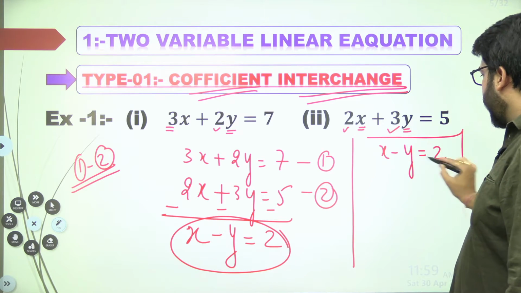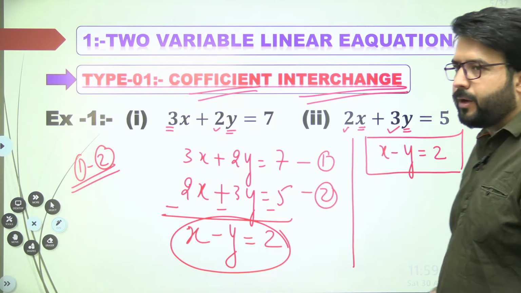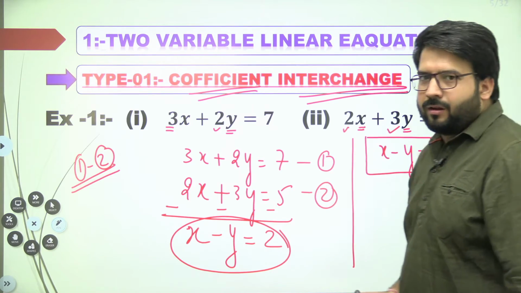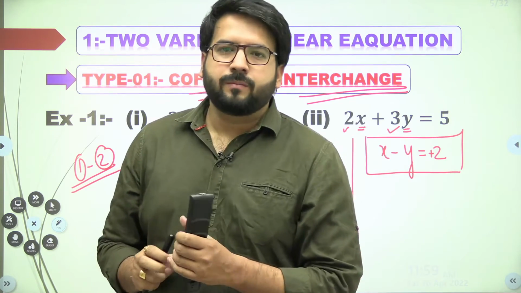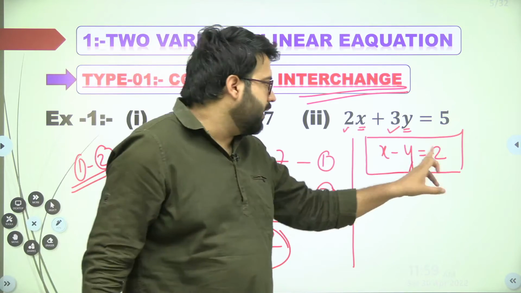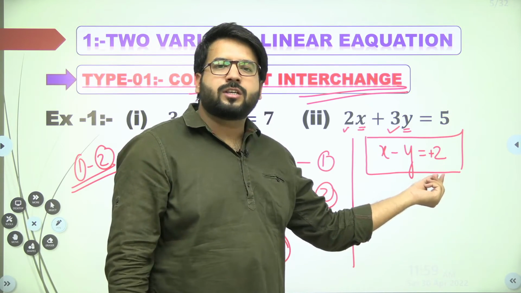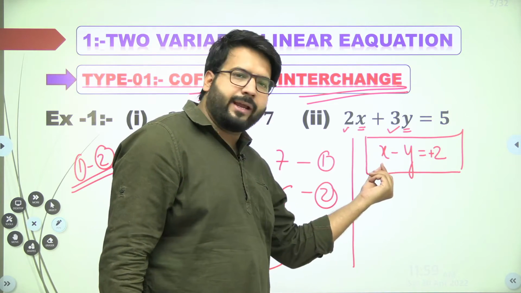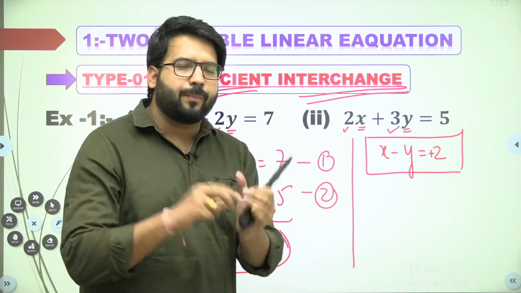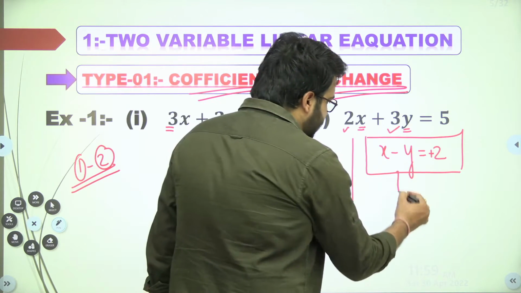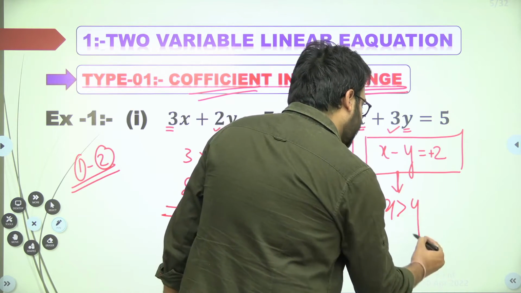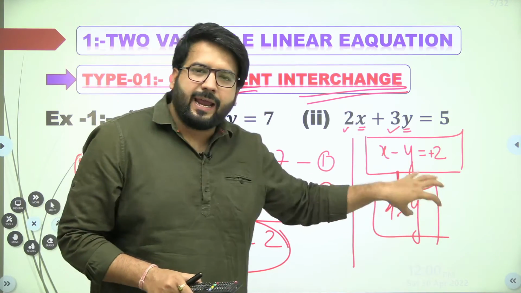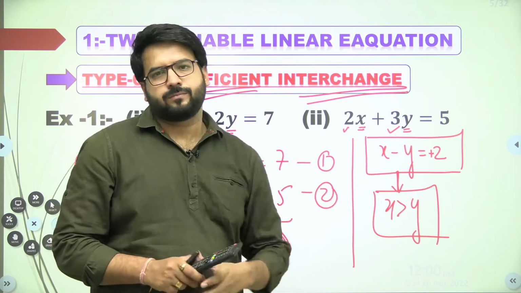That means when you take the difference between x and y, you get a positive value. And you know the rule of subtraction: when you subtract any values, the final sign always comes from whichever value is greater. So on subtracting y from x, if you are getting a positive value, what is the meaning of this? The meaning is x is always greater than y.